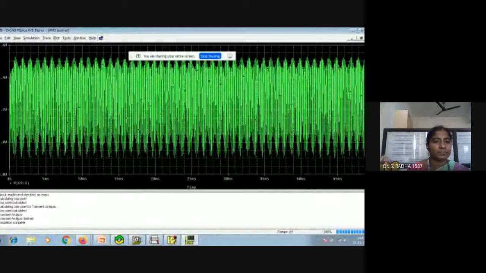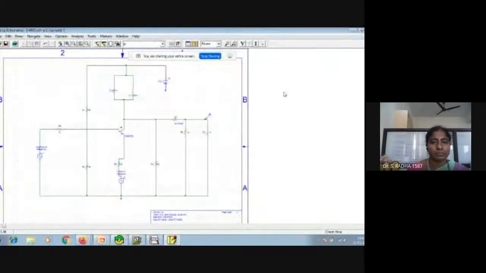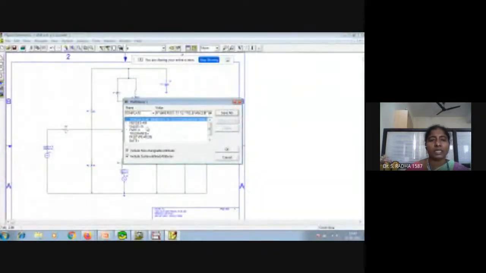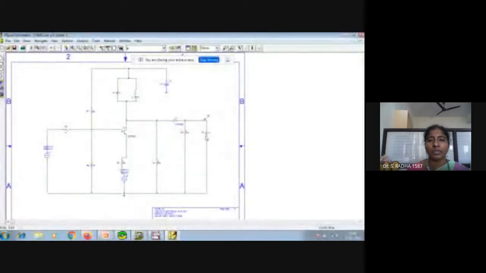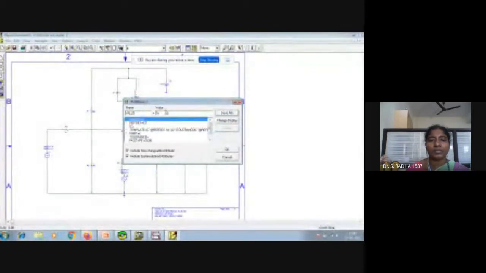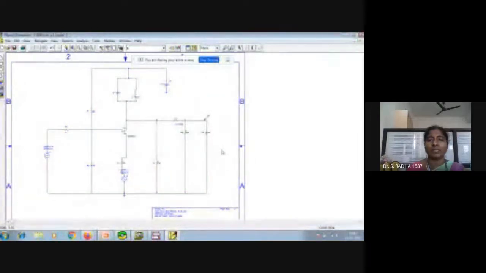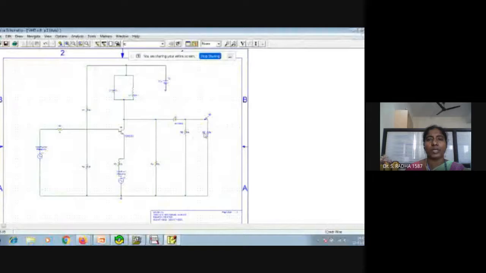Just 1 minute. Yes, values I didn't change. Okay, the resistor value, it is 10K. I didn't give the values for the resistor and capacitor, so I didn't get the proper output. 10K is the resistor value. Capacitor value 0.9 U. U means micro. 10K and 0.9 micro. These are the values. 10K resistor, 0.9 micro. Analysis setup 0 millisecond to 50 millisecond.